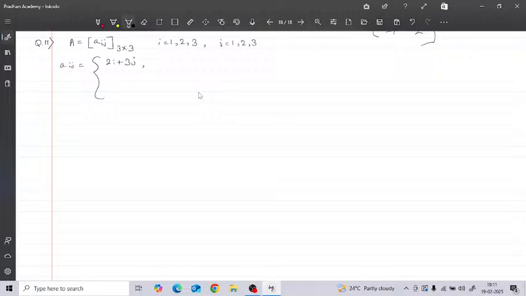aij equals 2i plus 3j whenever i is less than j, 5 whenever i equals j, which means the diagonal elements are 5, and 3i minus 2j whenever i is greater than j. The first condition is i less than j, and here i is greater than j.